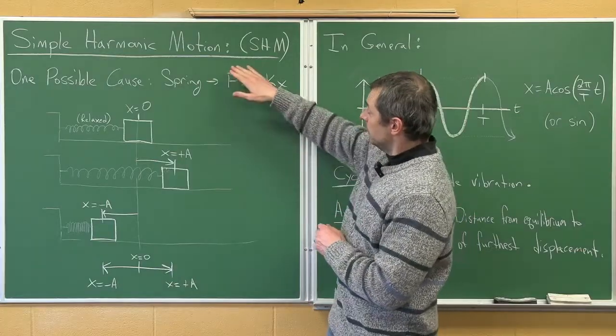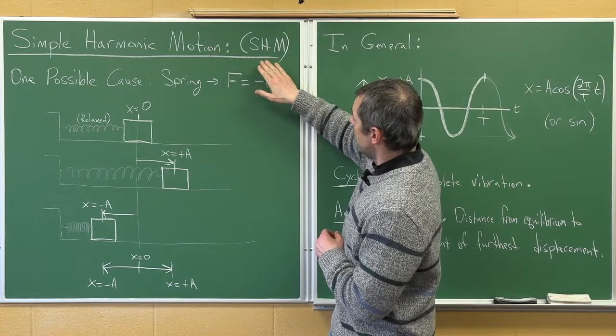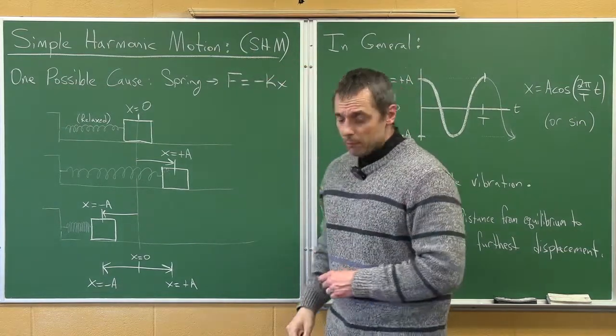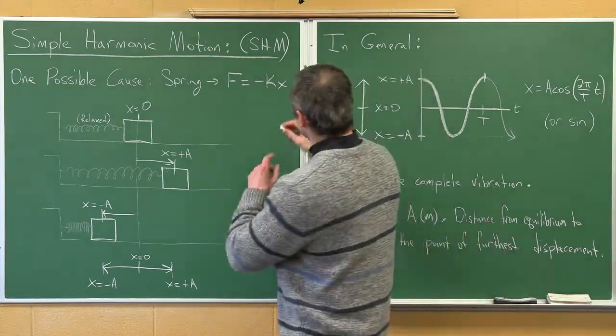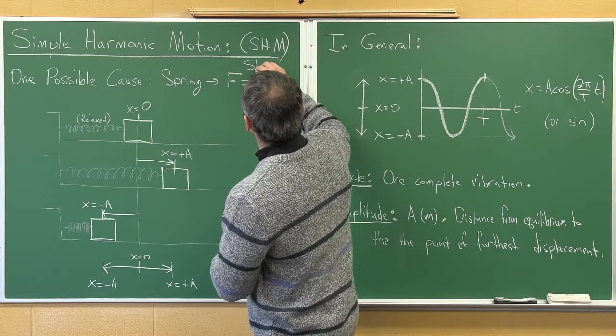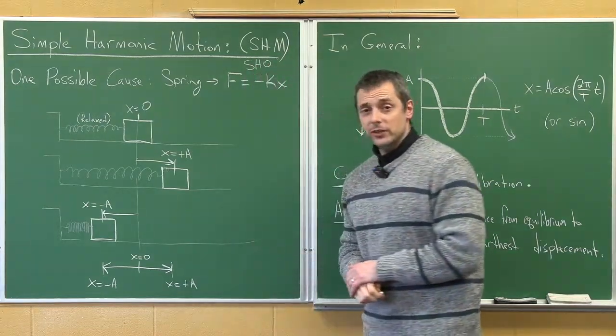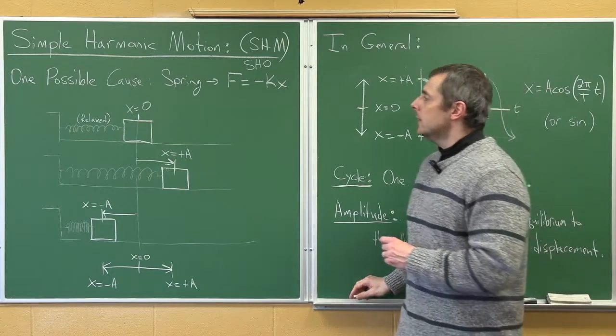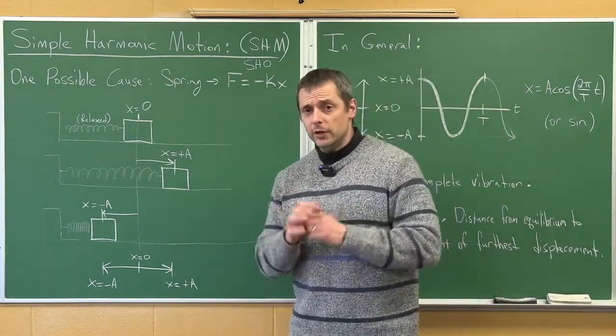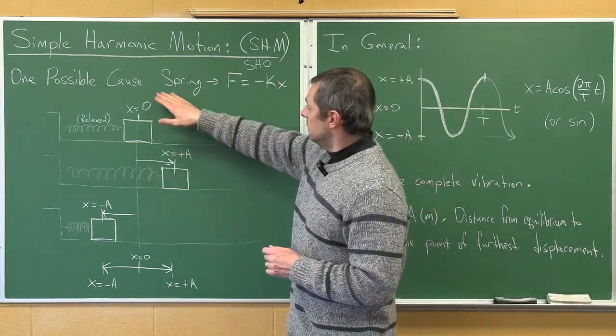All right, so the topic for today is simple harmonic motion. Sometimes we abbreviate that SHM. By the way, things that vibrate according to simple harmonic motion, we sometimes call them simple harmonic oscillators. We abbreviate that SHO. So one possible cause, as we saw in the demonstration, is a spring.